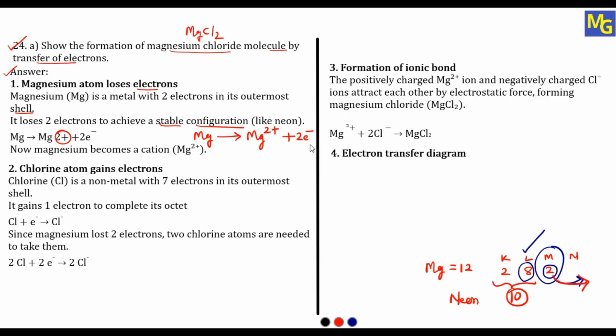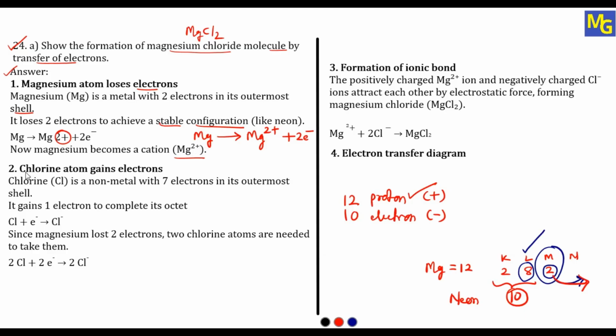So see here, 2 electrons will be lost. Now magnesium becomes a cation, that is Mg2+. Now why does it become a cation? Because once it loses 2 electrons, the number of protons will be more compared to the number of electrons. Protons will remain 12, but electrons become 10. So here, if you see, positive charge is more. Protons are always positive, electrons are negative. Because protons are 12, the positive charge increases and therefore magnesium will become Mg2+.